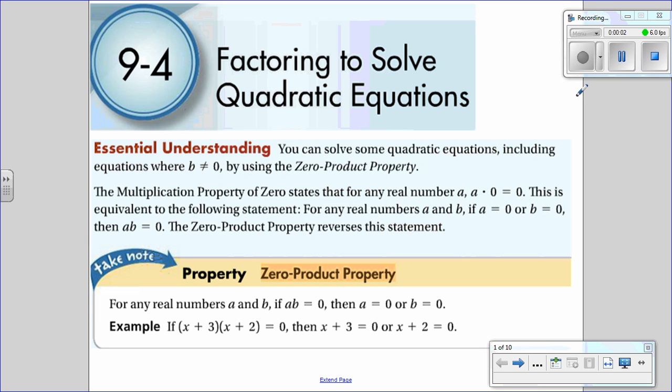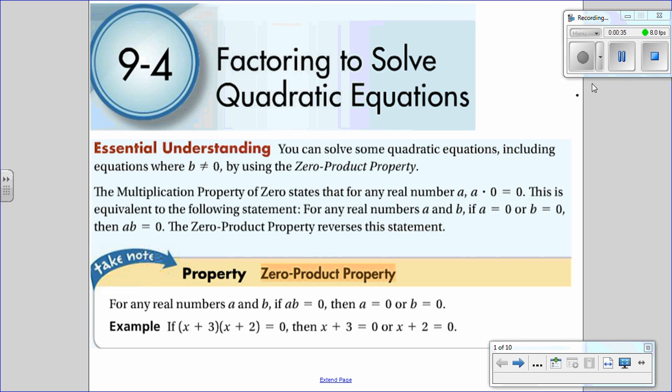Chapter 9, Section 4 is factoring to solve quadratic equations. This is just a continuation of Section 3, the last section, where we were solving quadratic equations. But the issue now is, last section, we never had anything that had a b term. It was always ax squared plus c equals 0. We didn't ever have the b term. In this section, we will be introducing some polynomials that have that b term with them.